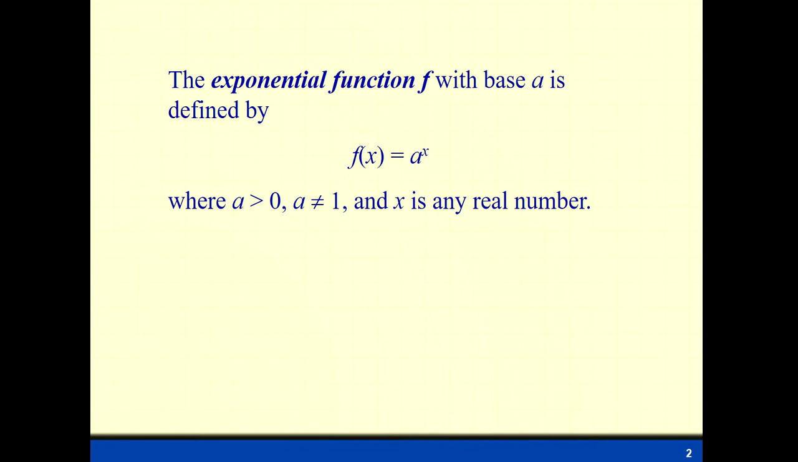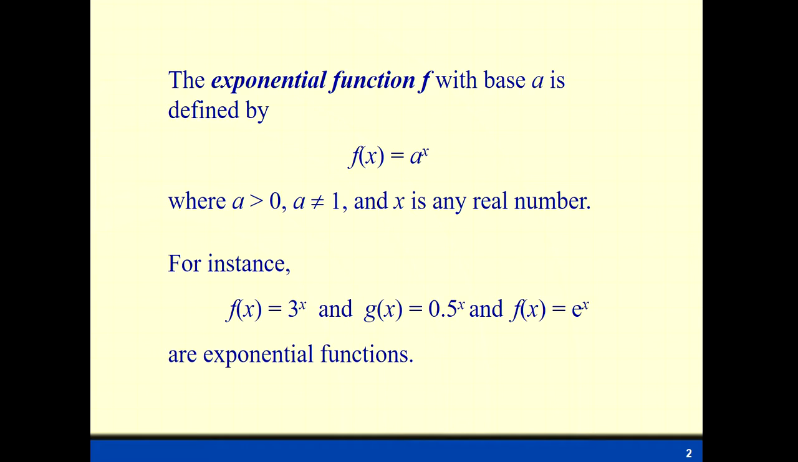It has to be bigger than 0, which means not negative, and it cannot equal 1, because 1 to the x power would just be 1, because 1 to any power is just 1, so that's basically the constant function. So the base has to be bigger than 0, but not 1.